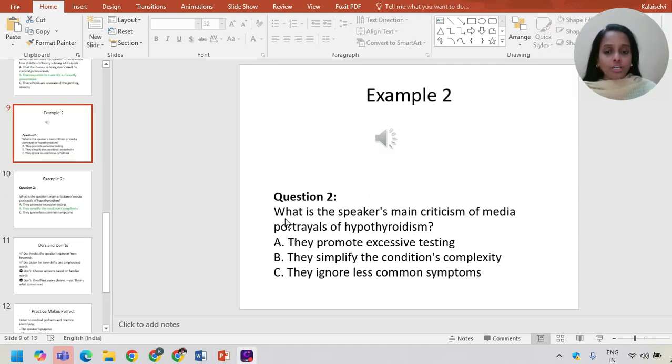Here, the question is: what is the speaker's main criticism of media portrayals of hypothyroidism? The options are: they promote excessive testing; they simplify the condition's complexity; they ignore less common symptoms. Did you guess which is the right one? Let's see it in the next slide.